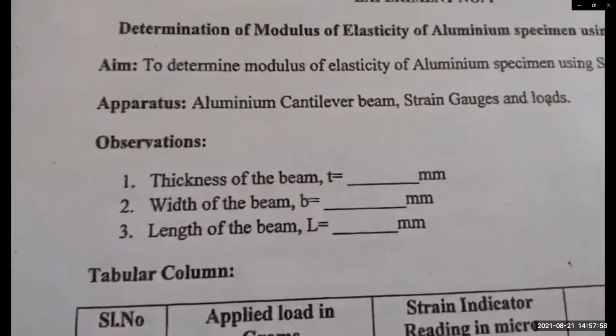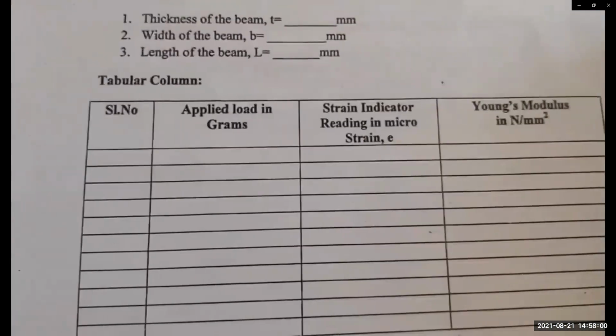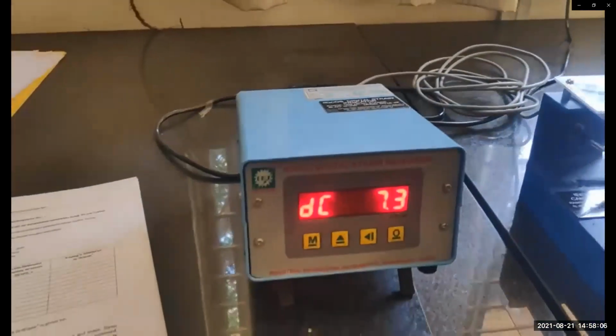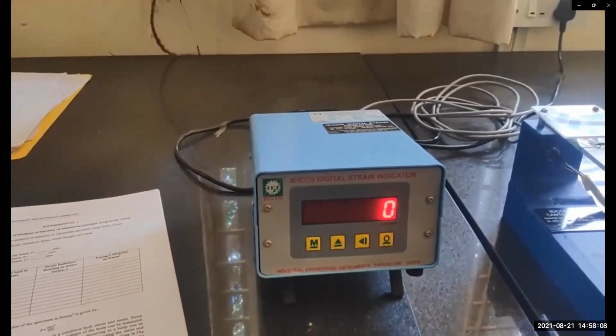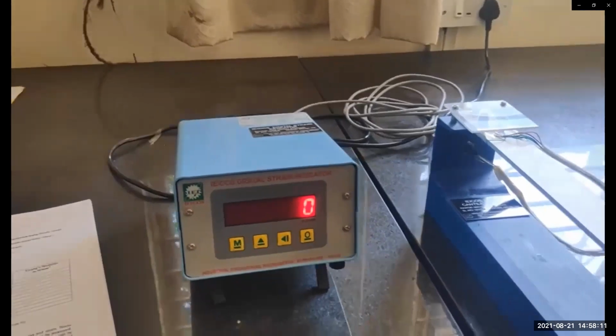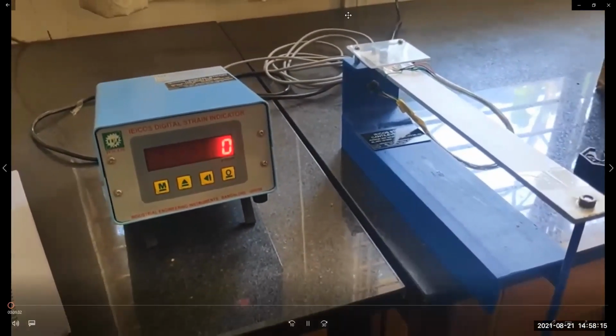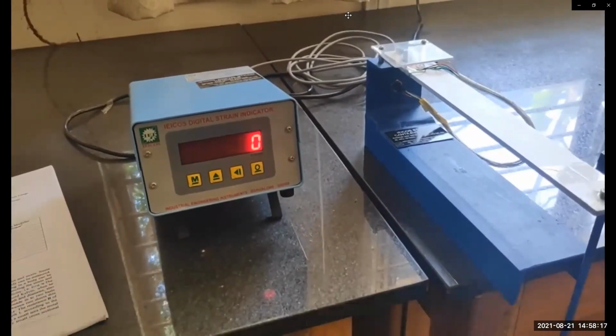Once the initial observation is done, you have to switch on the equipment by switching on the power supply button. Once the power supply button is switched on, you will get the screen, and if it is initially not 0, then you have to make it 0. Now it is 0, so no need to worry.